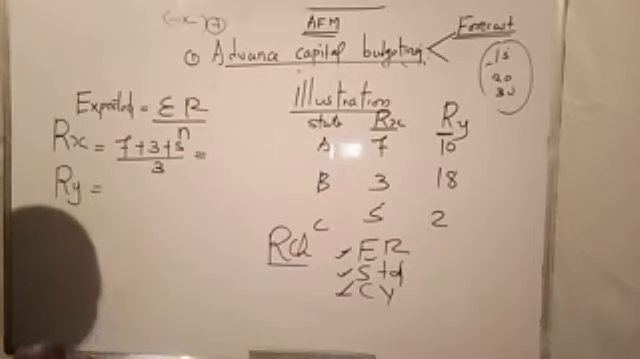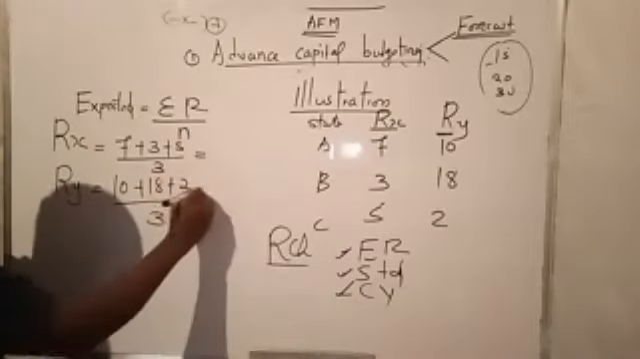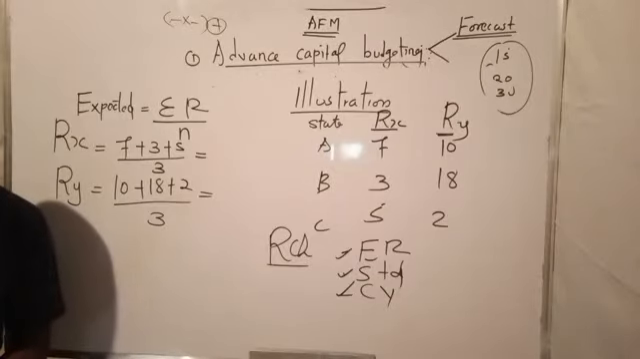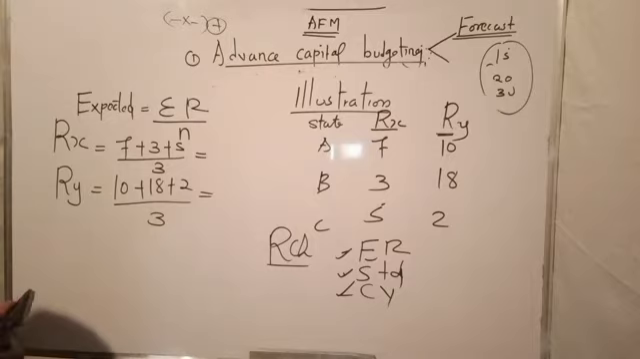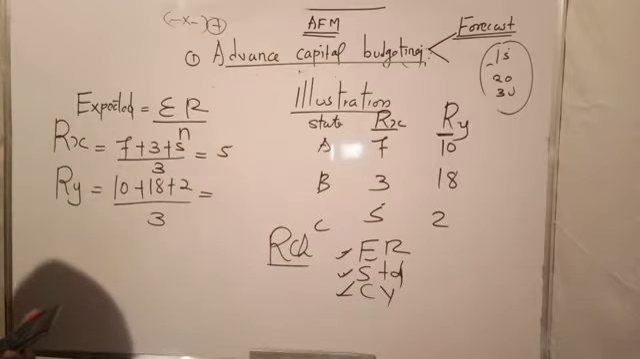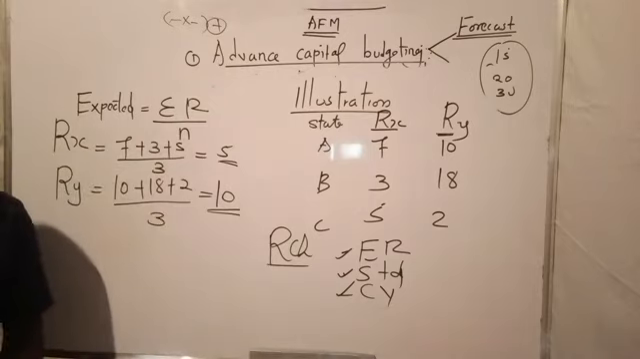The same gives the return of Y, that is 10 plus 18 plus 2. We divide by 3 to give us the expected return. So the first one is 15. If you add the three, you get 15, you divide by 3, you get 5. 10 plus 18 plus 2, you get 30, you divide by 3, you get 10. So these are the expected returns for each security, security X and Y.